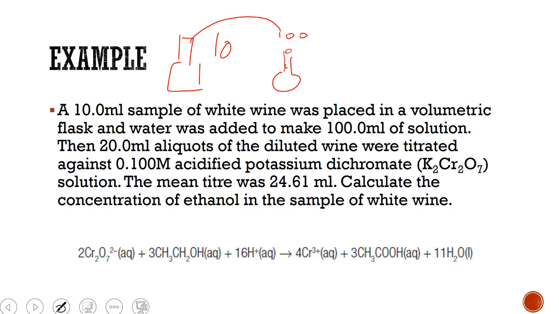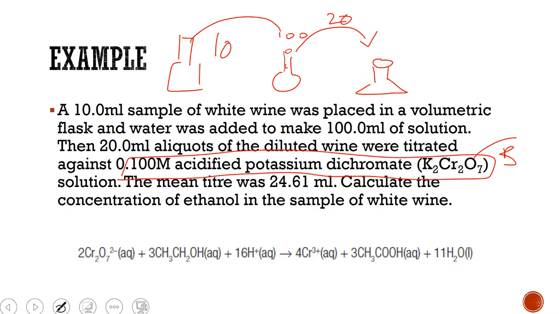Okay, then 20 ml aliquots of this are transferred, and we're going to titrate these against 0.1 molar acidified potassium dichromate. So this is going into our burette, okay, and we're taking 20 mils of these solutions into our conical flask. The mean titer, so the average volume that we got from our burette, is 24.61, and we're asked to calculate the concentration of ethanol in the sample of white wine. This is the very prep that we will be doing in our double, except that we'll be titrating to find the amount of sulfites, not the amount of ethanol.